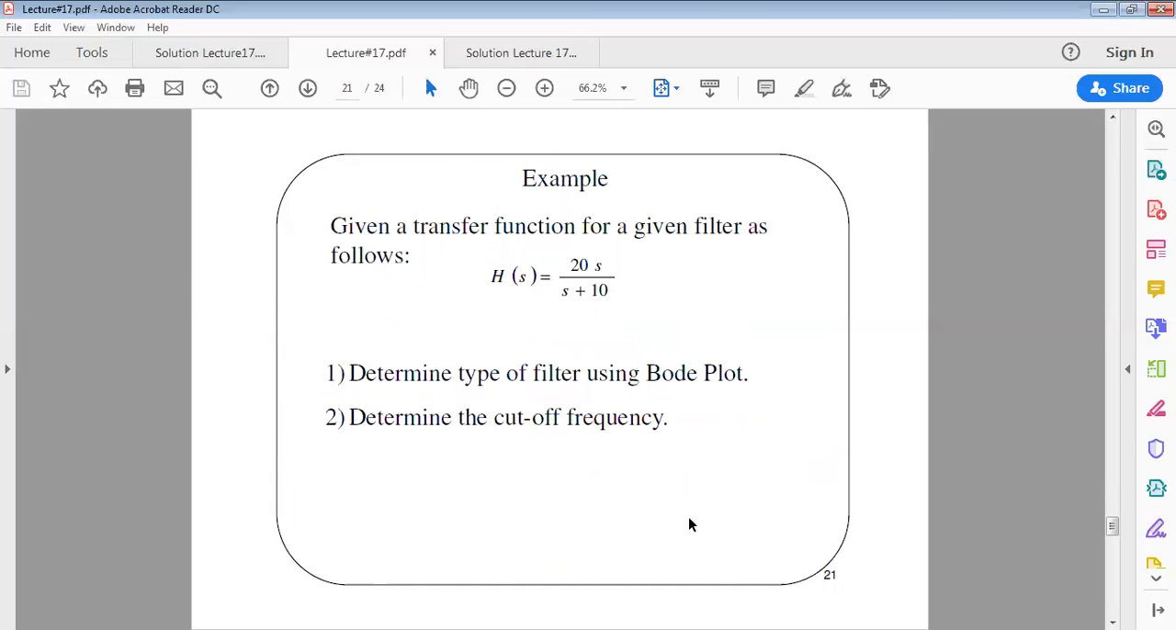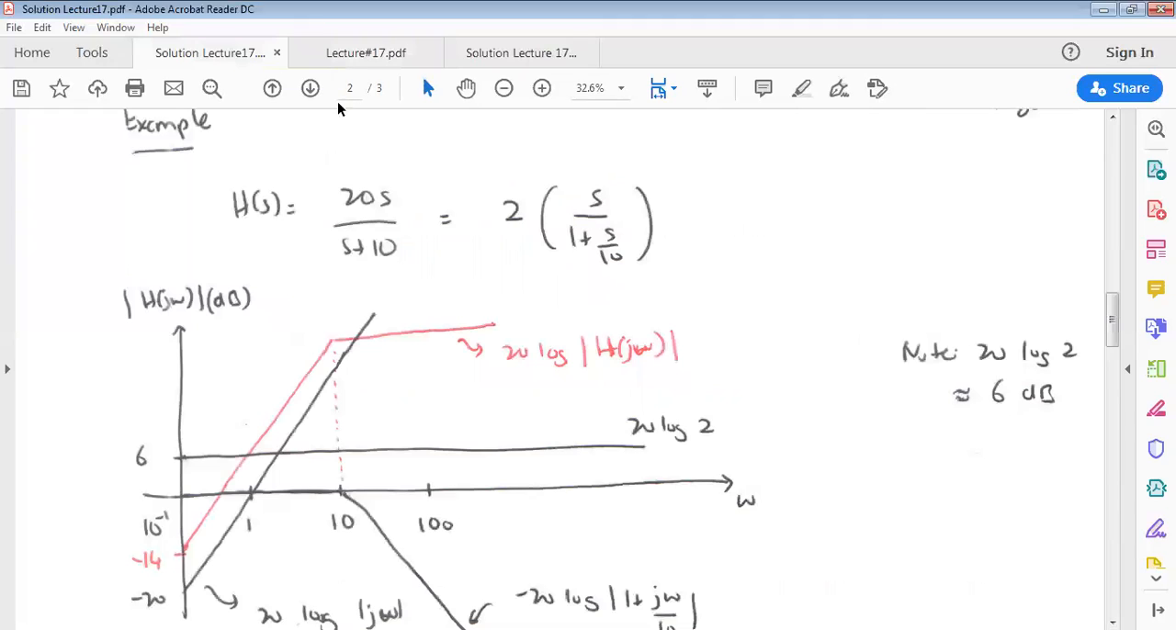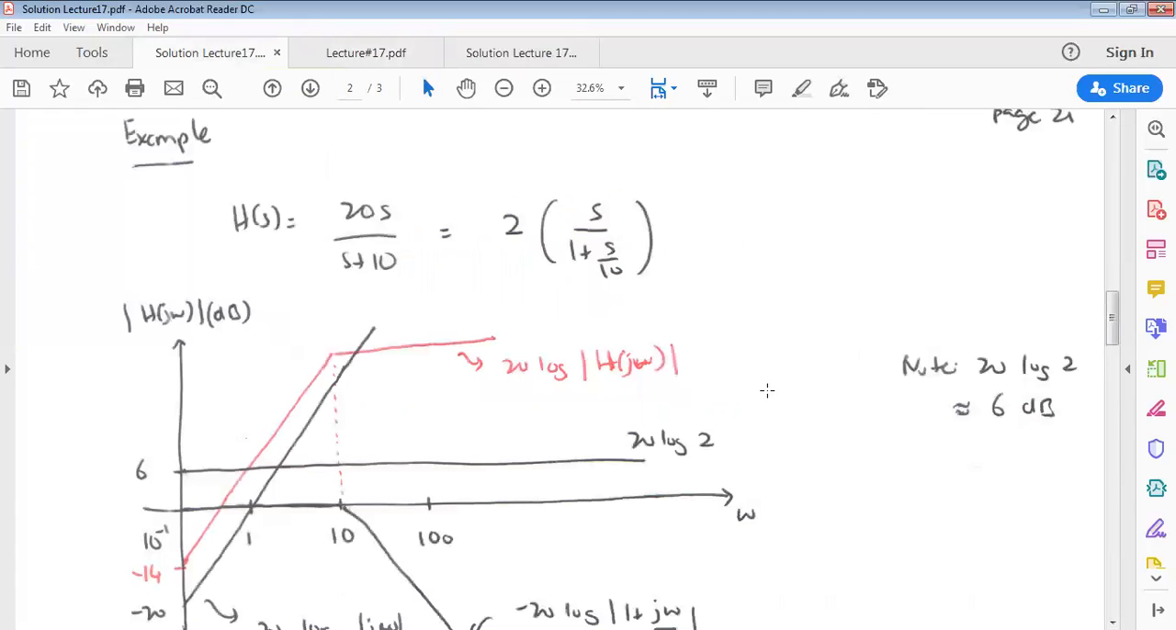Okay, let's have a look at this example for the transfer function of a high pass filter. We are given this transfer function, 20s over s plus 10. We have to determine the type of the filter in the Bode plot, and then determine the cutoff frequency. So first thing first, we need to plot the Bode diagram. So let's have a look at the solution for this example. H(s) will be 20s over s plus 10.